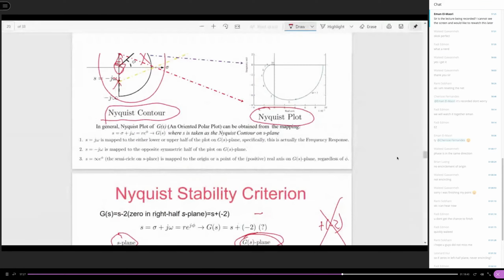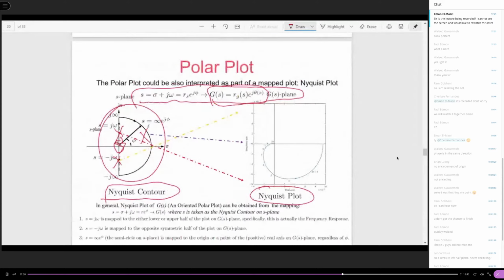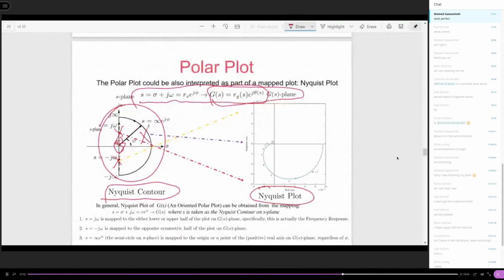But to avoid confusion, listen to me, okay? I will not allow you to choose the positive direction yourself. Instead, I will always specify that clockwise as the positive direction. You got my point, everyone?